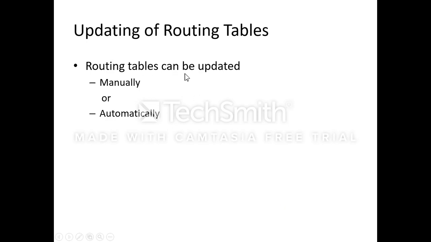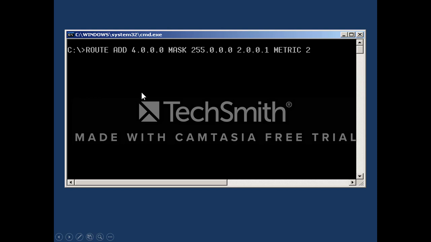Routing tables can be updated manually or automatically, and that's our job. So to manually update a routing table, here's an example of us using the route add command to add an entry to the routing table. And what this command tells the router is this. It says, in order to reach network number 4, data should be pushed out network interface card 2.0.0.8.1, and it'll take 2 hops to get there.